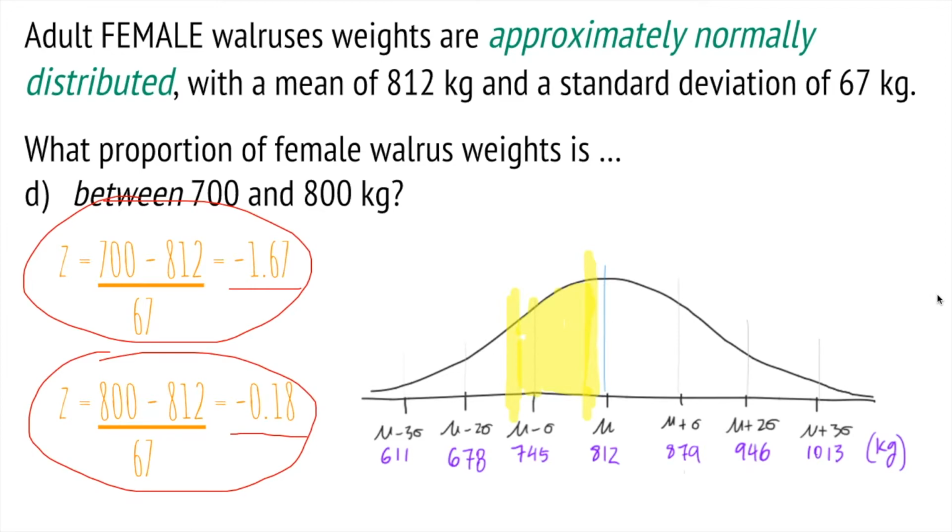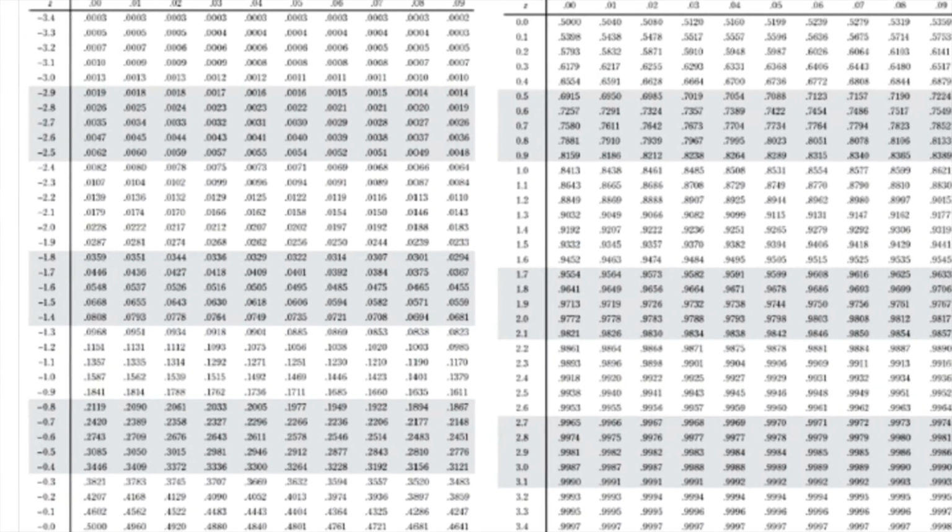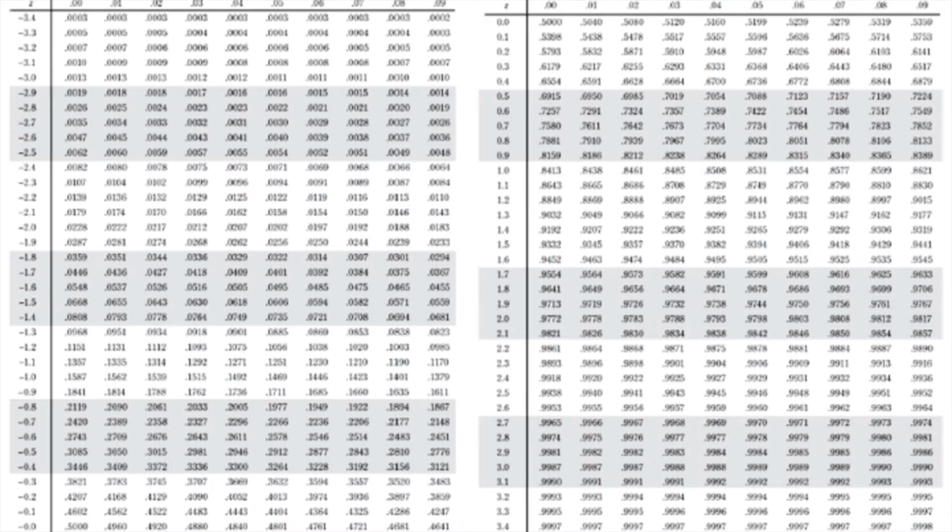So once I've found those two z-scores, I'm going to go to my z-table right here, and I'm going to look up those two proportions from those two z-scores. I'm going to start with negative 1.67. On the negative side, there's negative 1.6 over to the 0.07 column. 0.0475 is my proportion for negative 1.67. And then I'm going to find a proportion for the other z-score, which was negative 0.18. Still on the negative side, there's negative 0.1 all the way over to 8, which is right here, 0.4286.